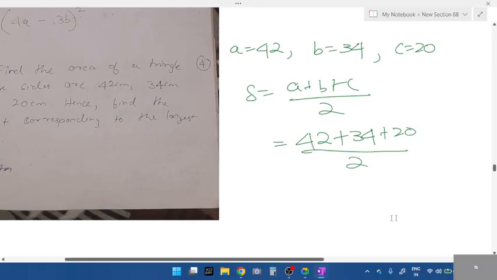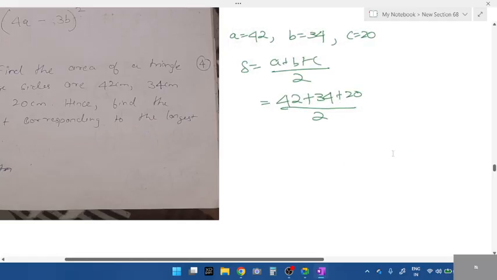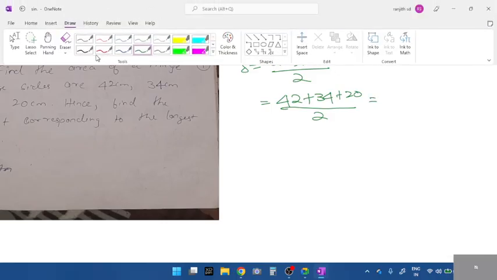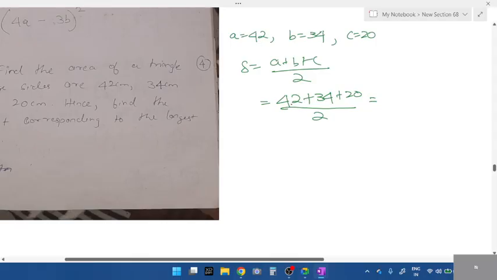What's the semi-perimeter you all got? You didn't divide by 2? Divided. Okay, 76, 96. 96 divided by 2 is how much? Yes, 2 4s are 8, 8 2s are 16. 48 is the answer, the semi-perimeter. If you do this, you get half mark. Mostly they'll give you half mark.